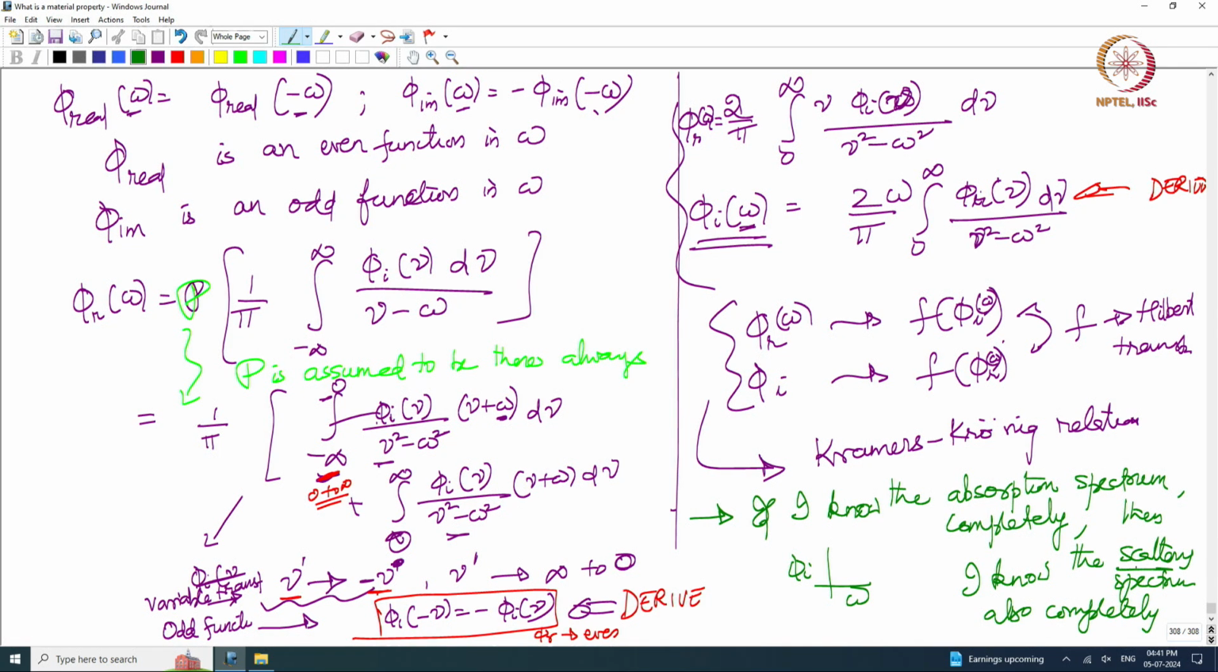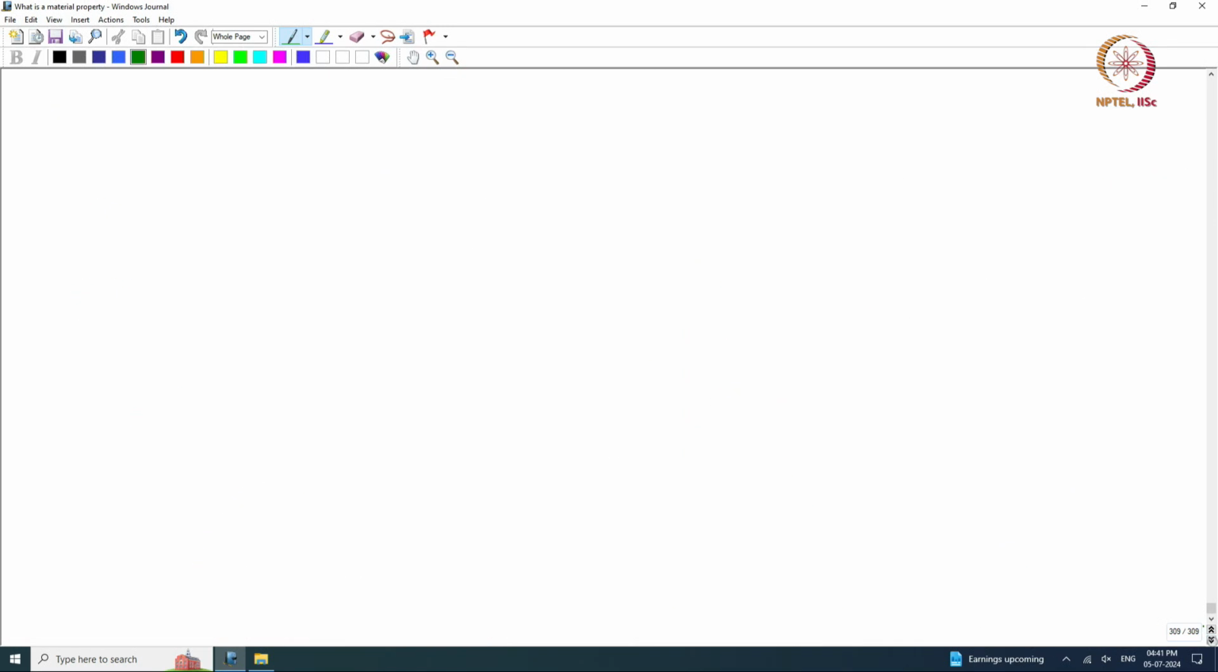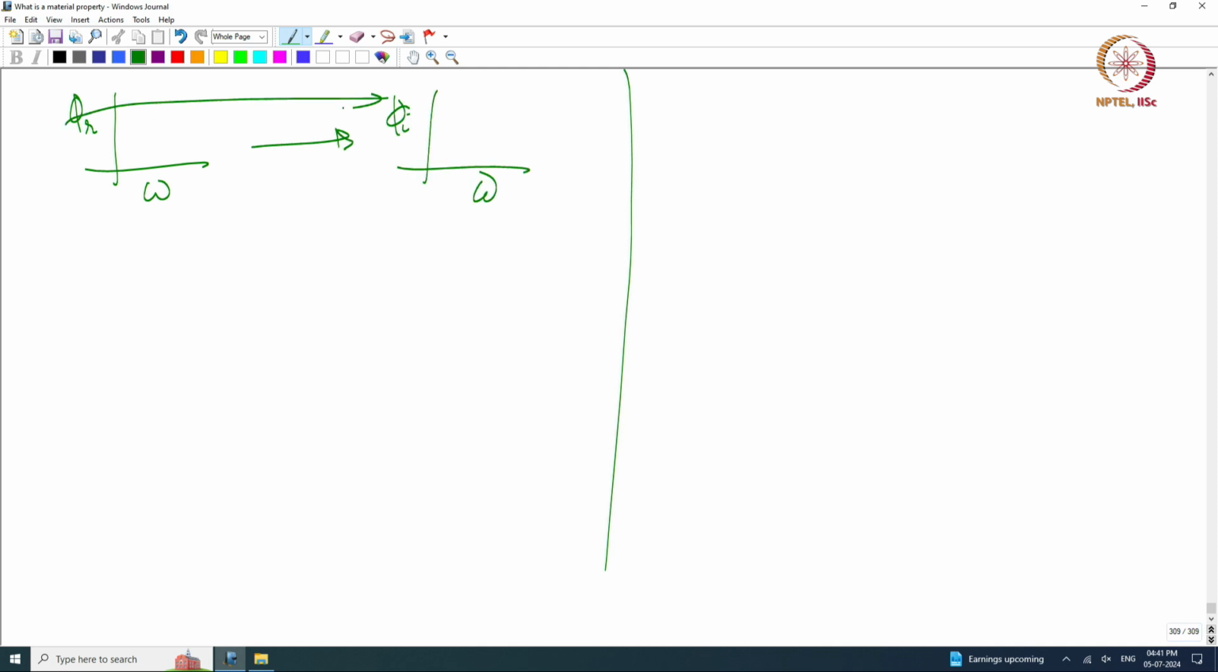So, I can do a scattering experiment or an absorption experiment. Both of them are interdependent on each other. If I know phi r as a function of omega, I can get phi I as a function of omega. Both of these are transforms of each other. If I just know phi I at one frequency, omega naught, I cannot predict phi r at omega.